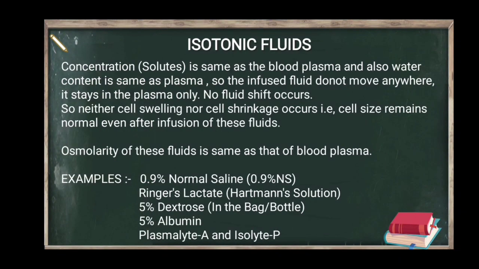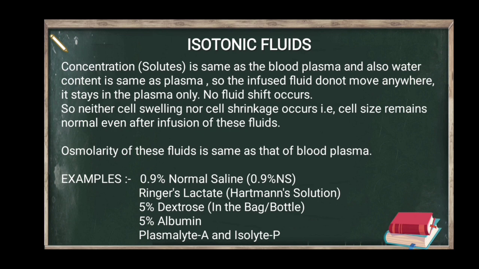Coming to the isotonic fluids. Iso means same. That is, the concentration of the solutes present in the isotonic fluids is same as that of plasma, and also water content is same as that of plasma. As the water content is same, the infused fluid does not move anywhere. It stays in the plasma only. No fluid shift occurs. Cell swelling and cell shrinkage don't occur. That means the cell size remains normal even after infusion of these fluids.